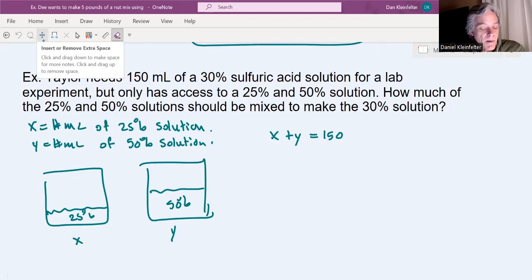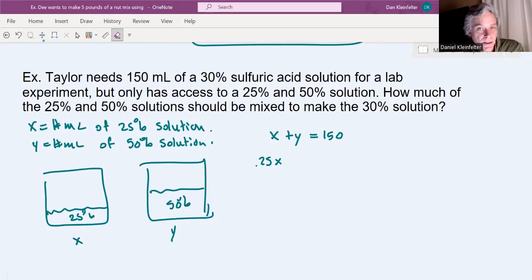But then we have this acid contained within each of these solutions, and so we need to have an equation about that. So the first one, we know that 25% of the x milliliters of 25% solution will go into our end product. And then additionally, we'll have 50%, so 0.50y, that's 50% of the 50% solution. That has to make our end product, which is 150 milliliters total, but it's not all acid, right? It's only supposed to be 30% solution.